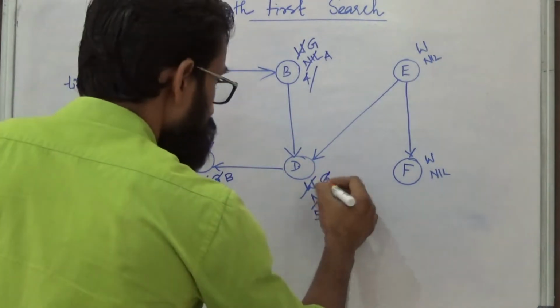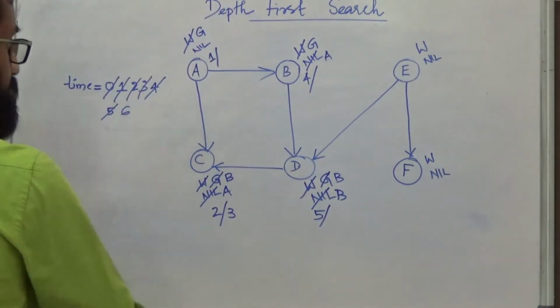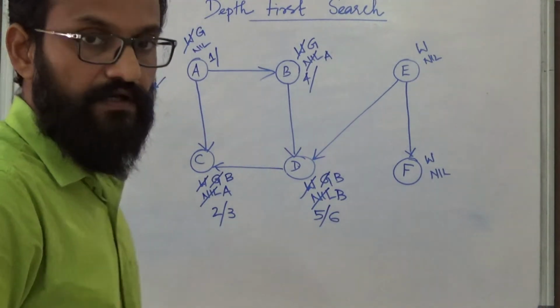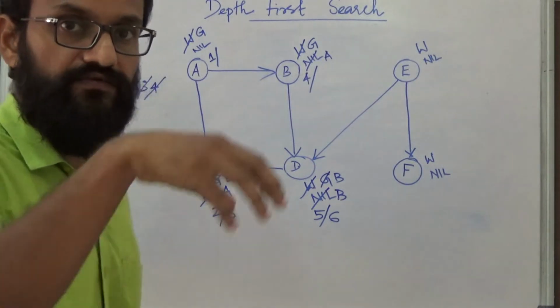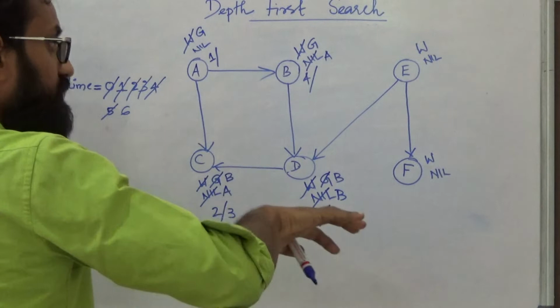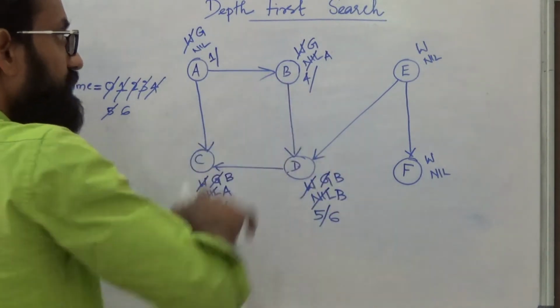finish this node. So change color to black, increment time by 1, so time will turn to 6 and that will be fixed as the finishing time. So whenever you finish the node, backtrack to its predecessor. From here you cannot move forward, so you will move back to its predecessor. Predecessor is B. So go back to B.